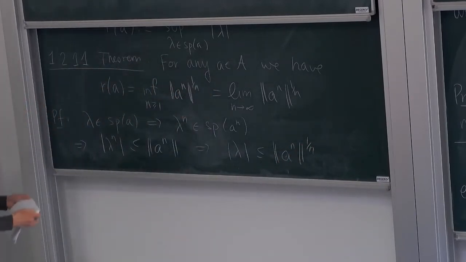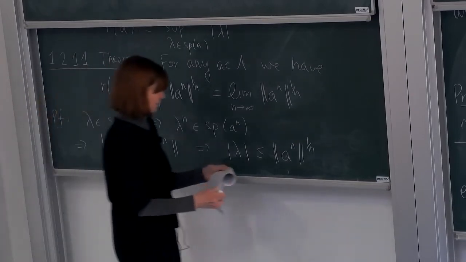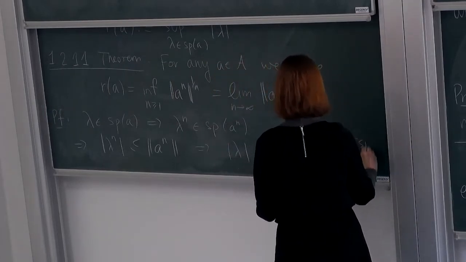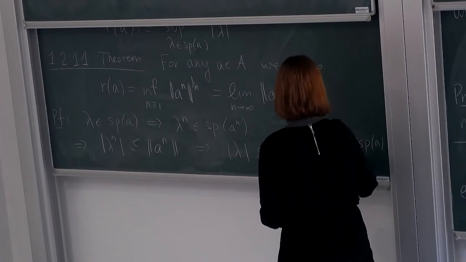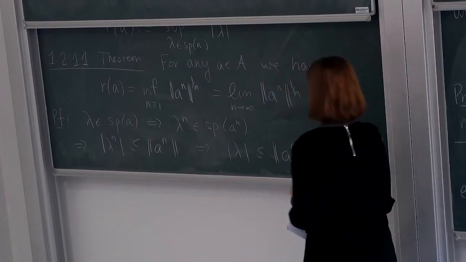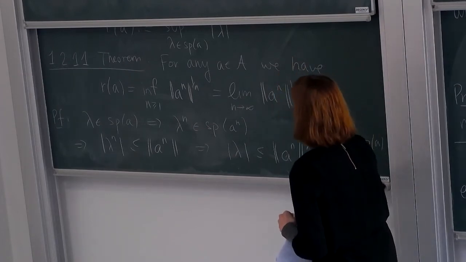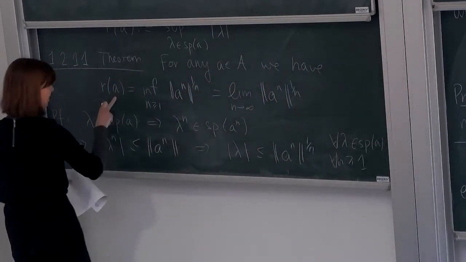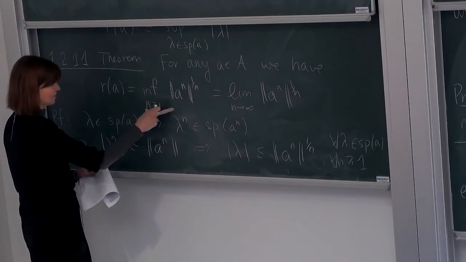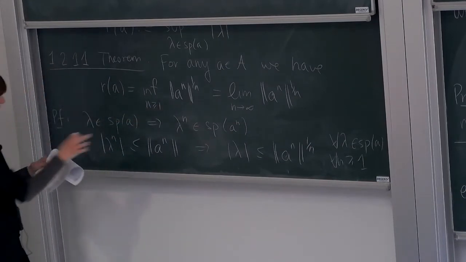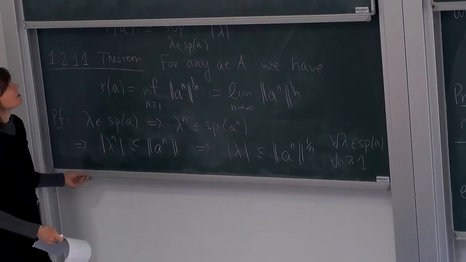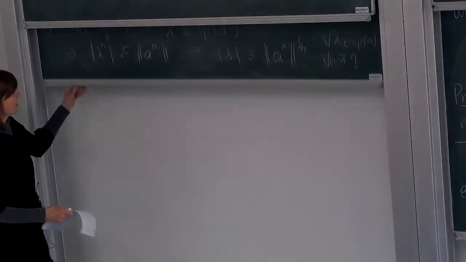All right, so this gives us one direction. So this is for every lambda in the spectrum, and every n greater than or equal to 1, which tells us that this radius is less than or equal to this infimum. So we need to show the other direction.